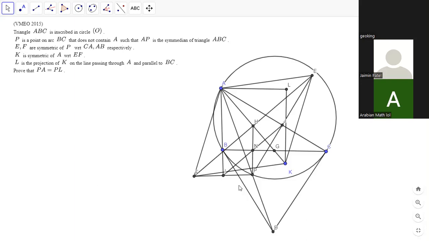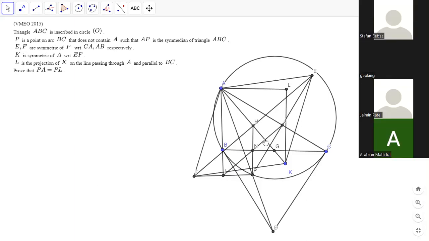Yeah, I'm still trying to figure out. I think because AIPJ is cyclic, and IJ is a diagonal of it, then what Arabian Math is saying is that a perpendicular to a diagonal of this cyclic quadrilateral, it's probably an easy angle chase, has to be isogonal. Yeah, it is an easy angle chase.